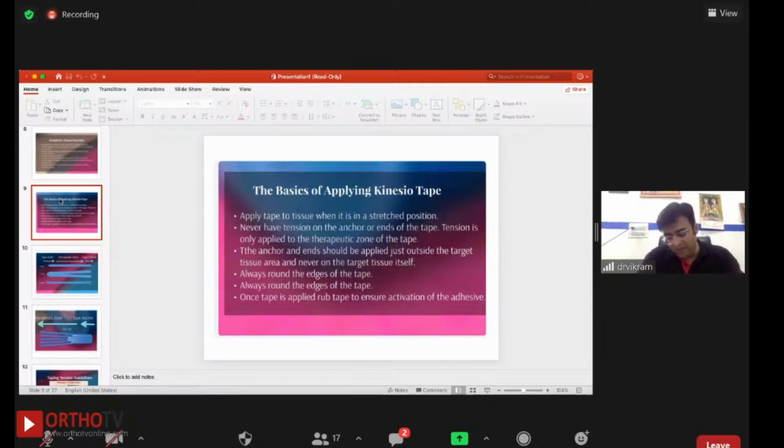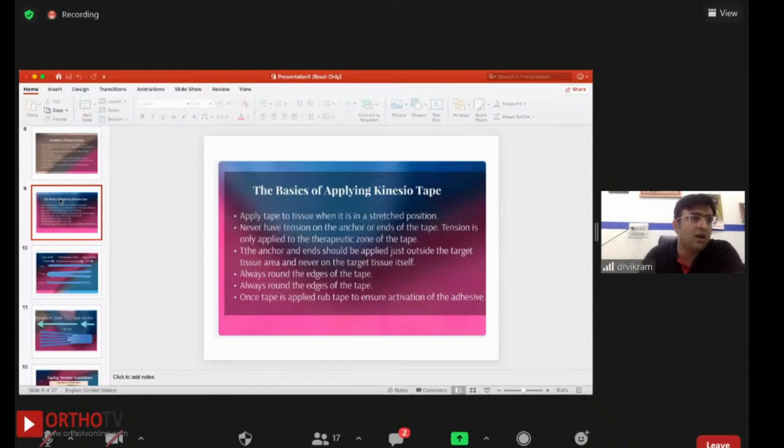Now, when we are putting a tape, we don't put the tape under tension at the end of the tape. If we put tension at the end, there are chances of skin abrasion. Tension is only applied to the therapeutic zone of the tape. The anchor and end should be applied just outside the target tissue area, never on the target tissue. For example, when we are taping for tennis elbow, we won't put the tape anchor on the common extensor region. We would put it adjoining to it, not on it.